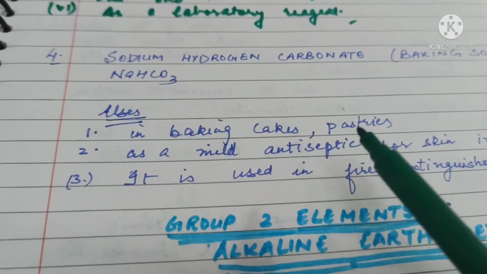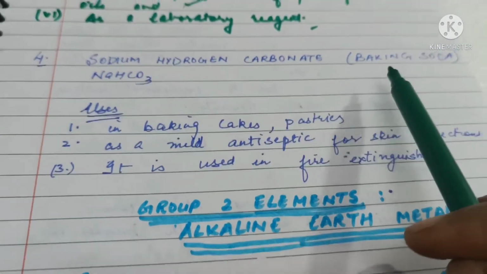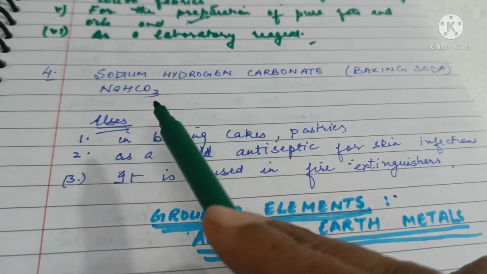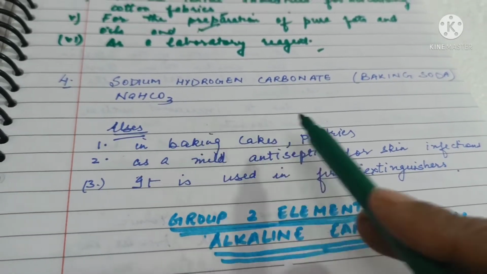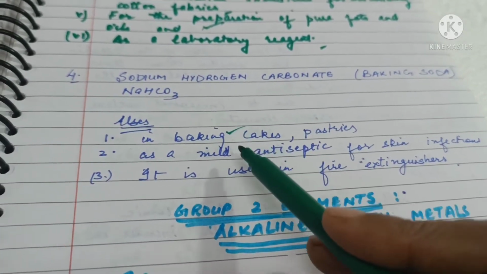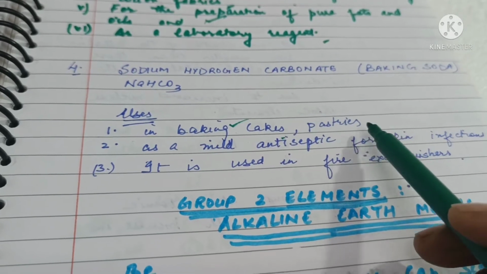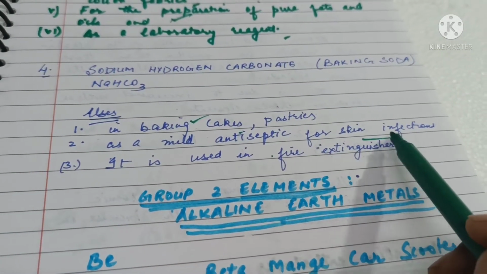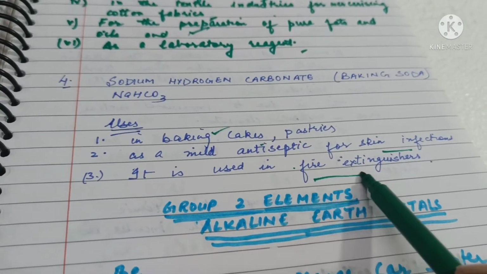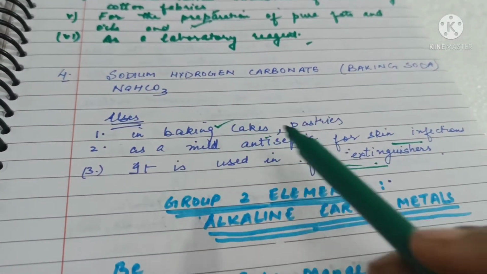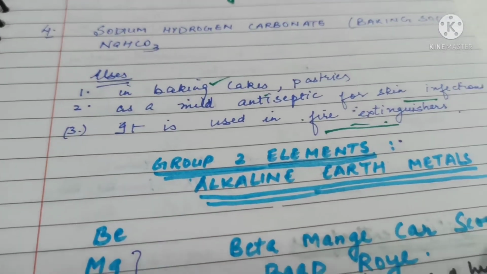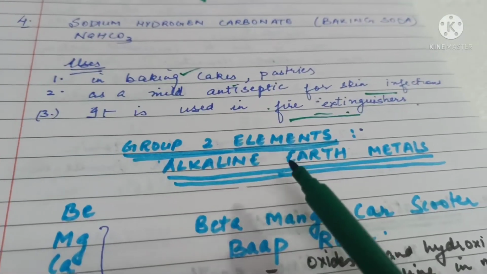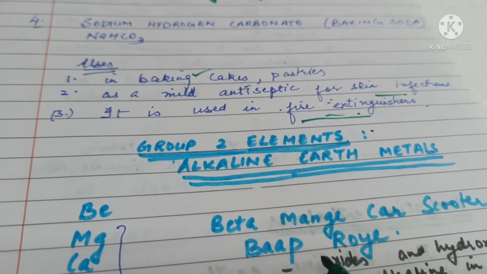Then sodium hydrogen carbonate, commercially known as baking soda. Its formula is NaHCO3, so it is used for baking purposes like cakes, biscuits, pastries. It's used as a mild antiseptic for skin infections, and in fire extinguishers, it's widely used for production of carbon dioxide. Then group 2 elements are alkaline earth metals.